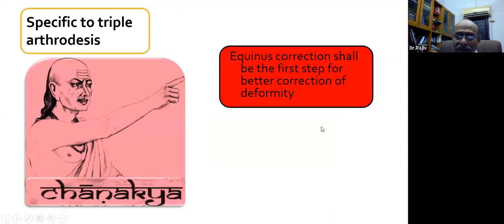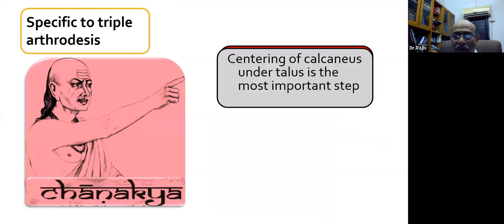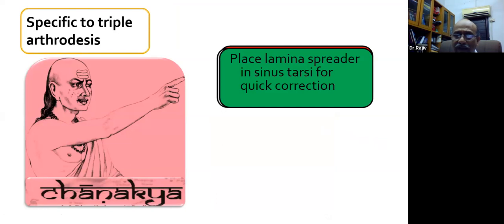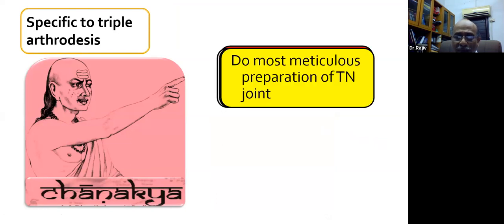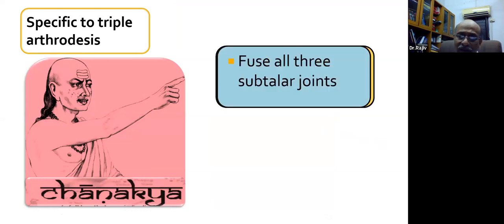Again, in triple arthrodesis, you must correct equinus first with tendoachilles lengthening. You must center your calcaneus and talus underneath over each other. You must do meticulous preparation of the talonavicular joint. Talonavicular joint is a joint which has a typical shape, so arthrodesis of this joint is a little difficult.